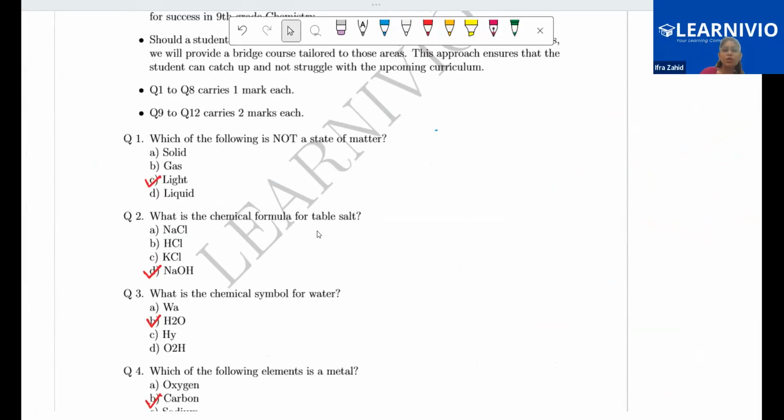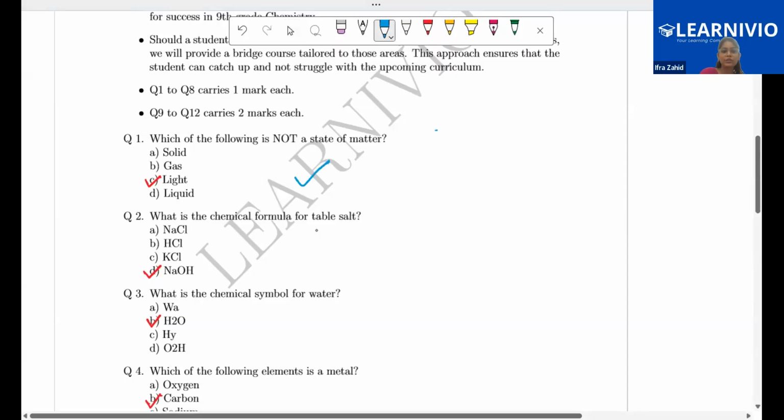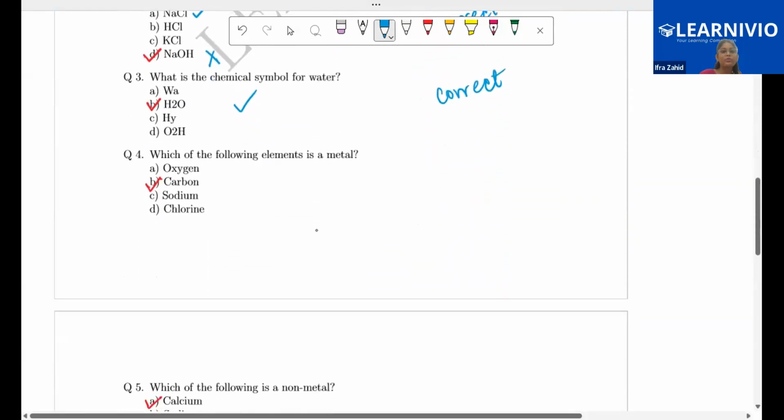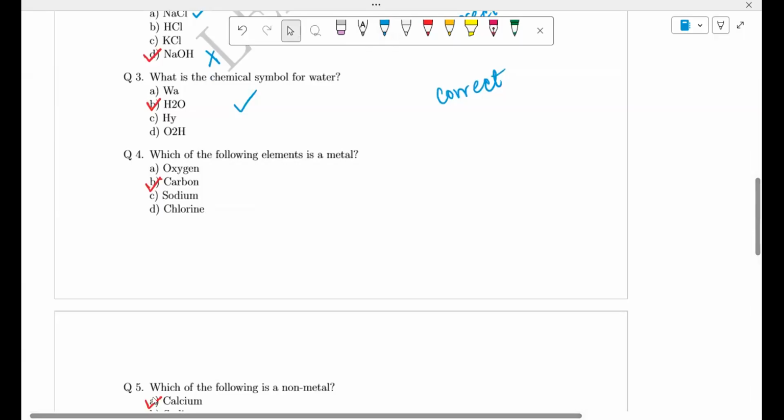So, which of the following is not a state of matter? That's light, correct? What is the chemical formula of table salt? That's not NaOH, it's NaCl. Okay, ma'am. So that's correct. This one's incorrect. What is the chemical symbol for water? H2O. Again, that's correct. Okay, which of the following elements is a metal? Just 1 second, please. Okay, ma'am.